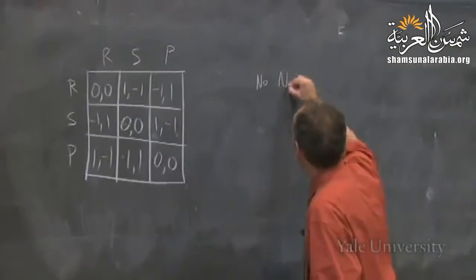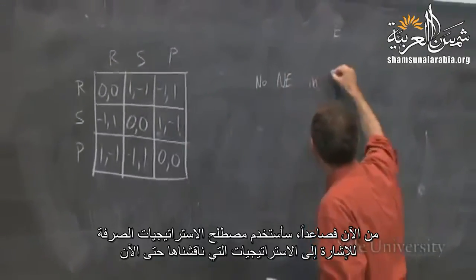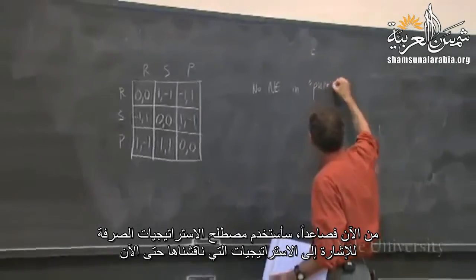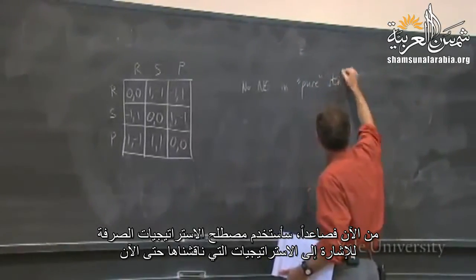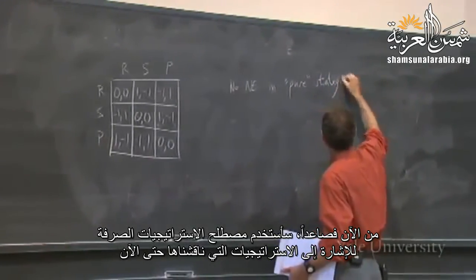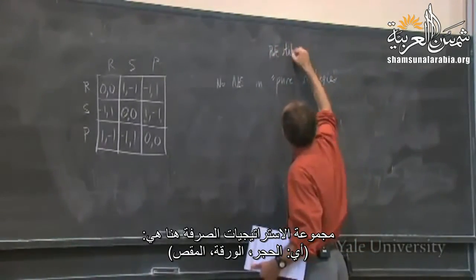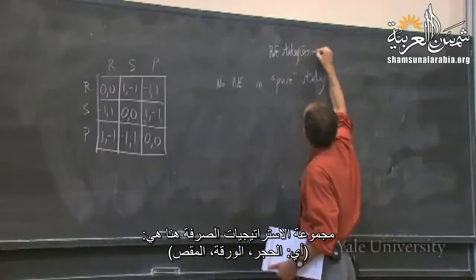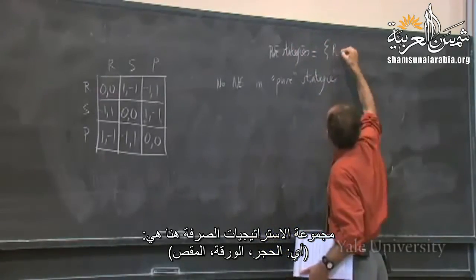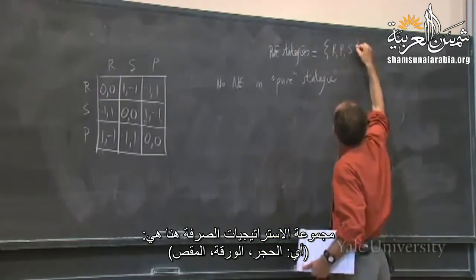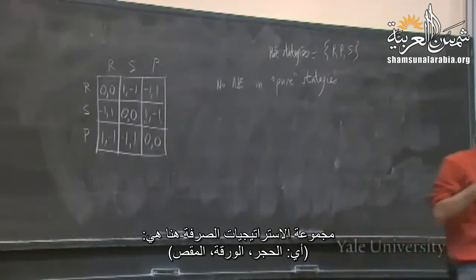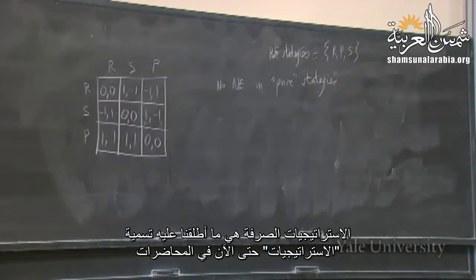From now on I'm going to use the term pure strategies to mean the strategies we've been looking at so far. So by pure strategies here, the set of pure strategies is equal to the set rock, paper, and scissors. So what we've called strategies up to now in the class.